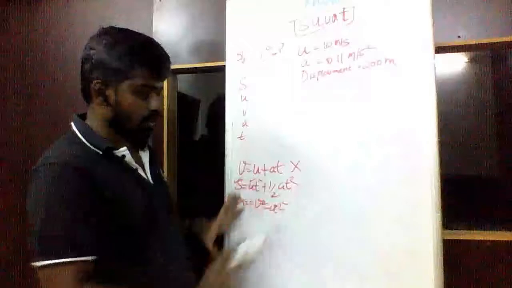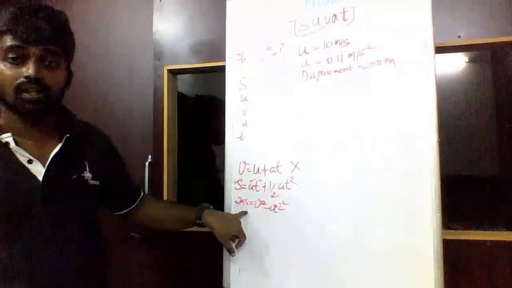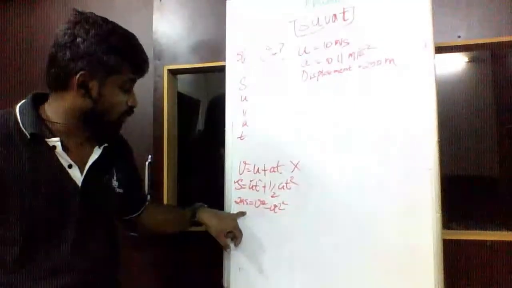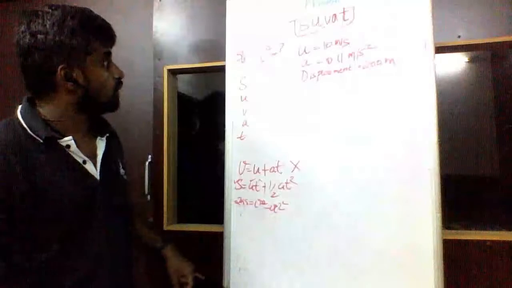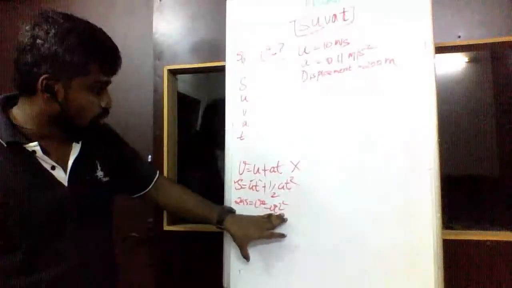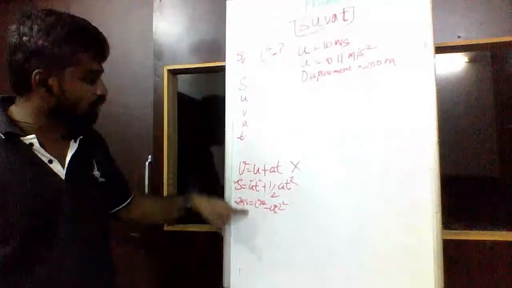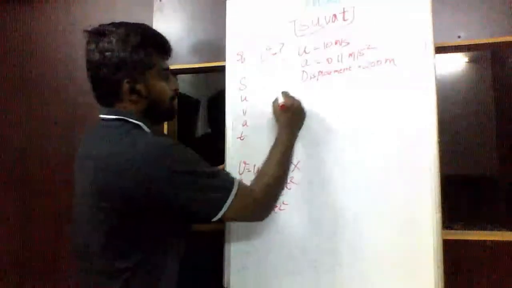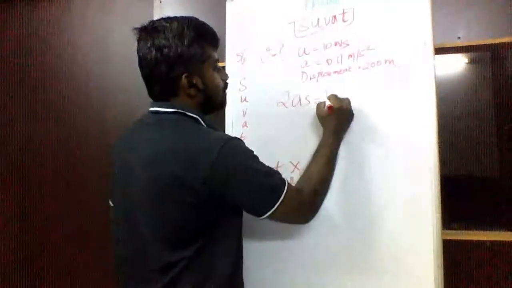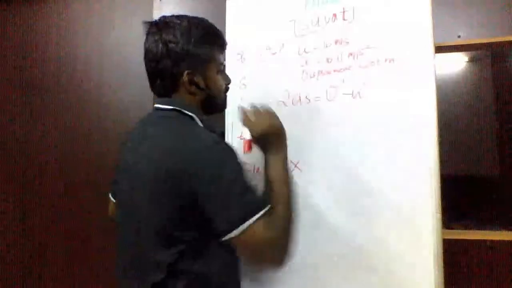Okay, we cannot use that. What is the third equation? 2AS is equal to V square minus U square. So, what is given? U square is given, A is given, S is given. So we have to use the third formula. Simple.